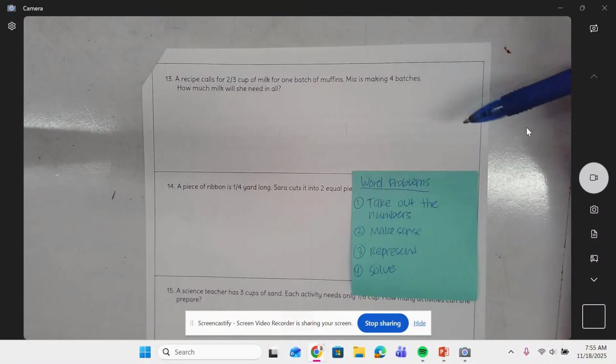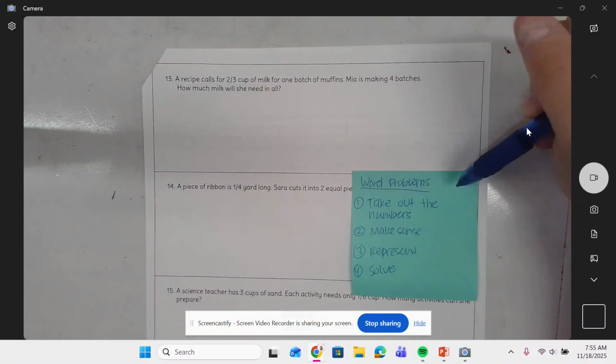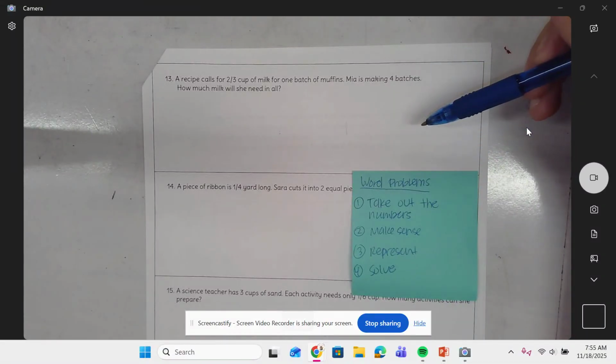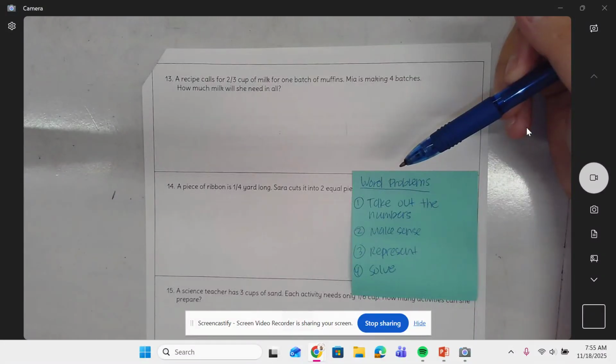But I wanted to talk about word problems because this is the biggest struggle that the kids face. They don't know how to make sense of a situation. They wind up just doing stuff with numbers.